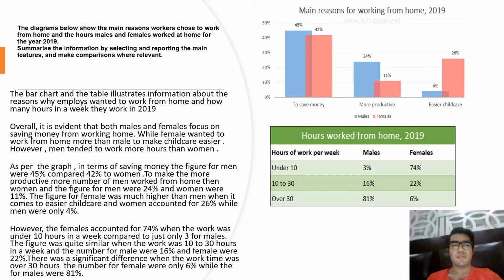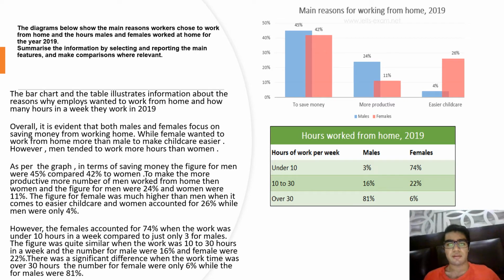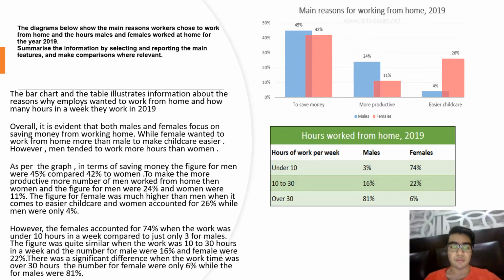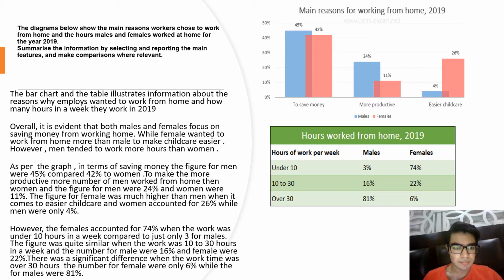So first, the good thing about his introduction is that he has included both the bar chart and the table in his introduction. However, there are some mistakes, and the first mistake that he has made is, if you look at the spelling of employees, this is a different word.